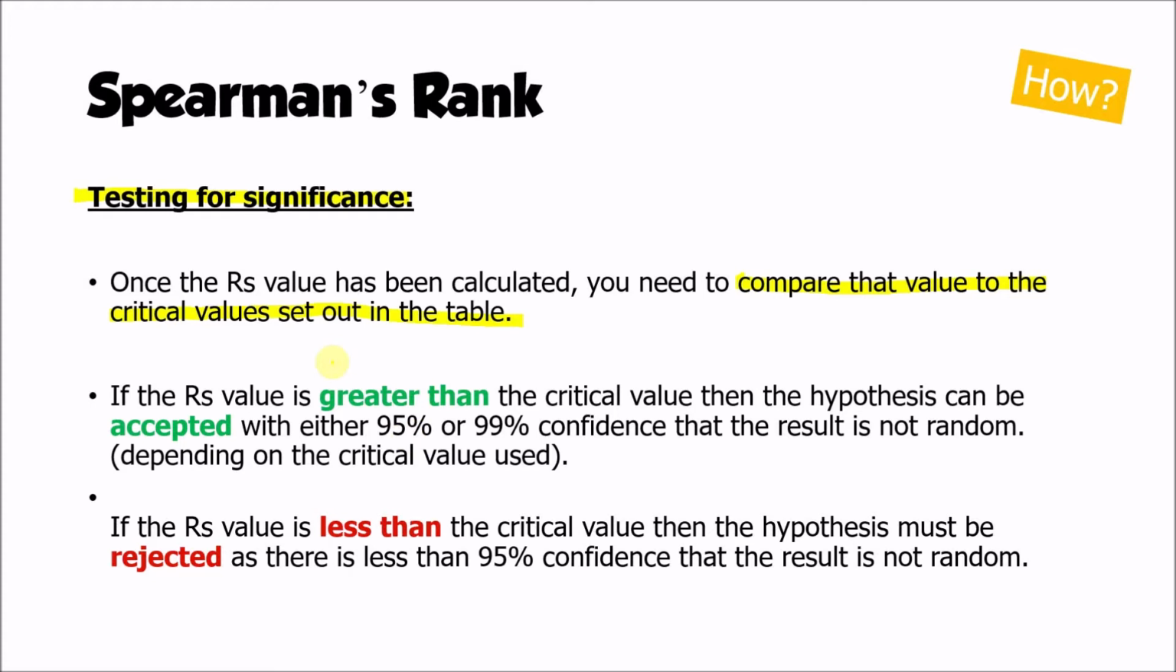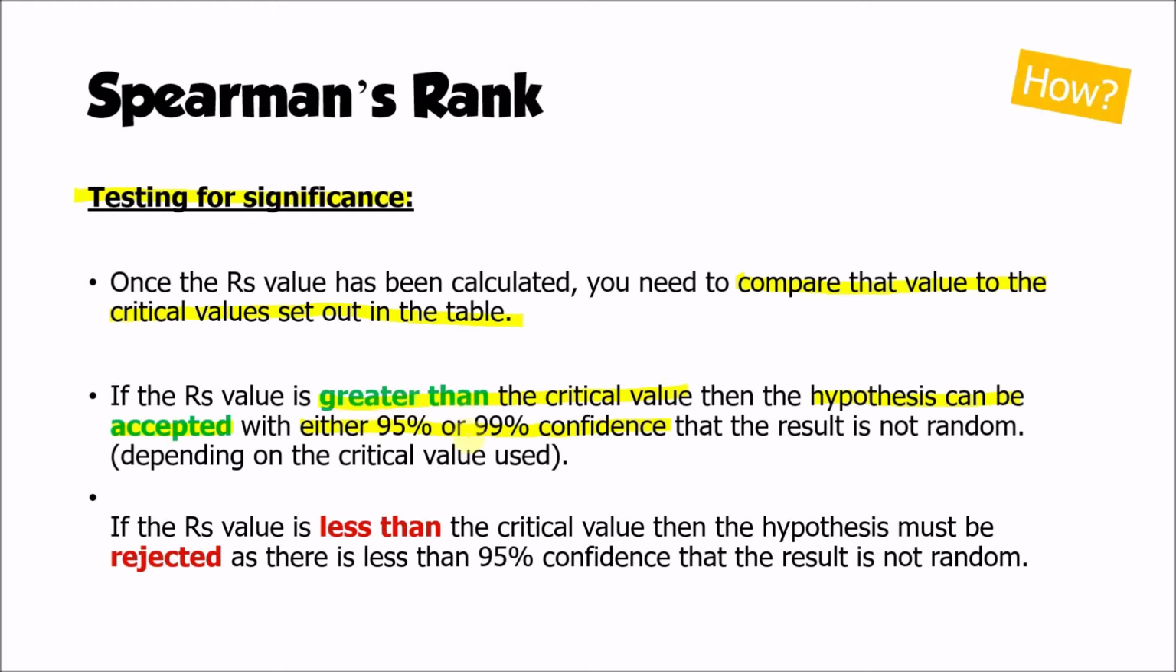Either your result will be higher or greater than the critical value, in which case that's great because our hypothesis can be accepted. We can jump for joy that we can accept our hypothesis, and we can accept it with either a 95 or 99% confidence that the result is not random. We can never be 100% confident because there's always a chance that those random relationships occur, as we've just seen, but we can either be 95 or 99% confident.